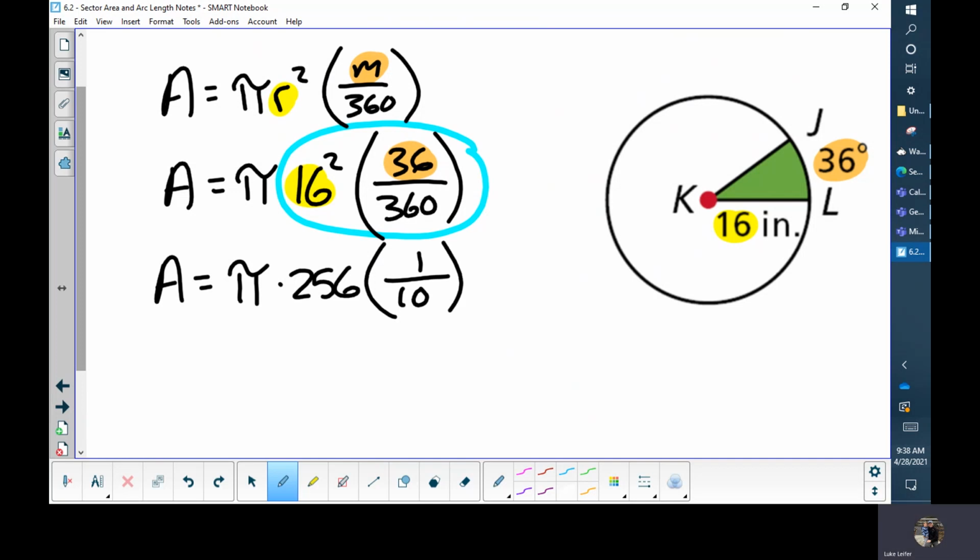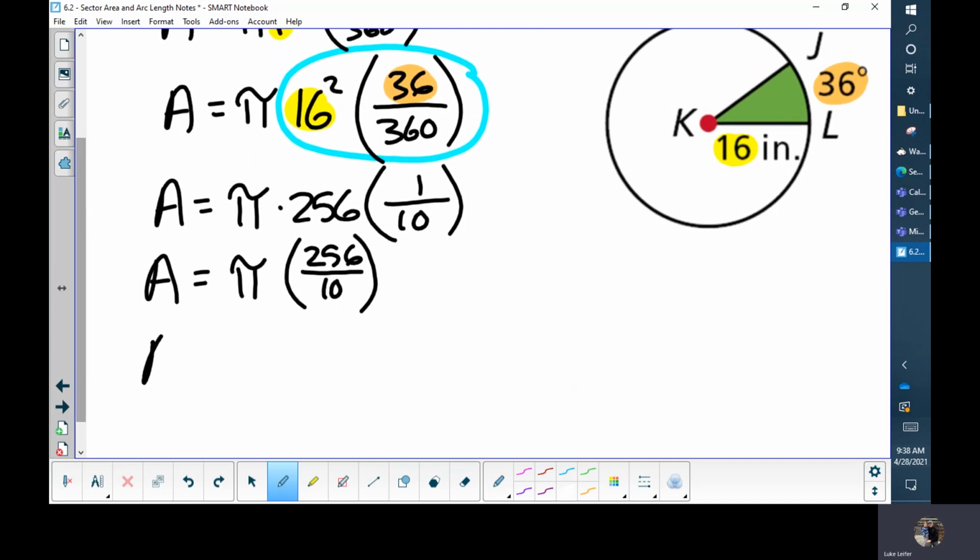If I were to multiply those together, I still got this pi here. Now I got 256 over 10. And then I would have to reduce that number. And that reduces to, 2 goes into both of those numbers. And so my final answer here would be, and they always slap it in front of pi, 1/28 pi, and this is inches squared, square inches, however you want to say it.